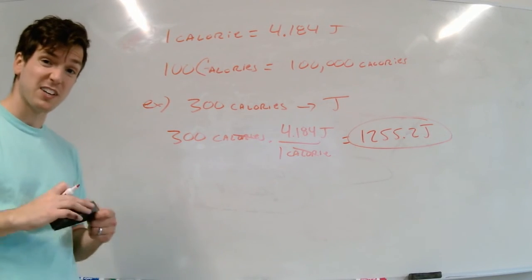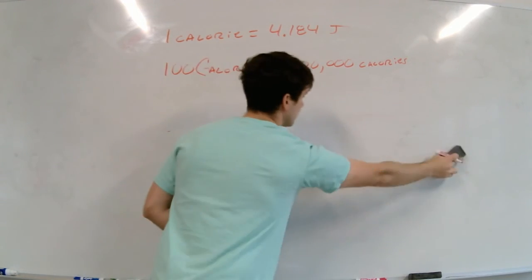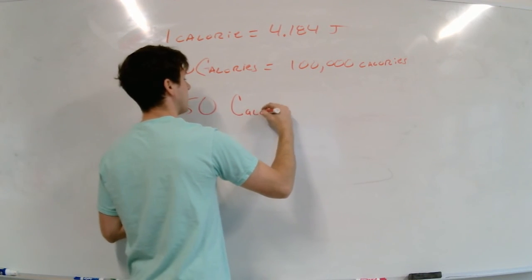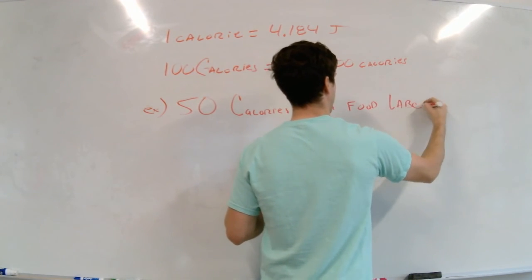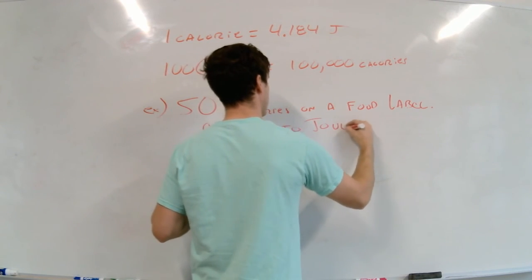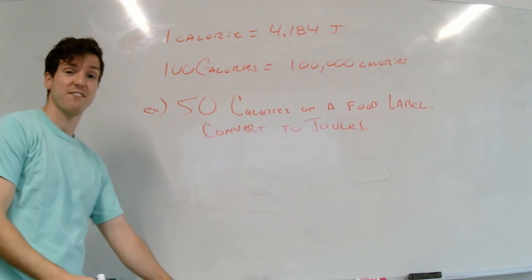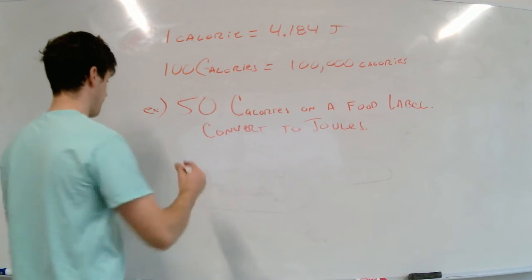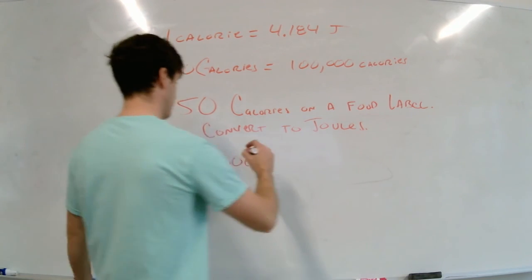Let's do an example where we're actually looking at a food label. Let's say that a food label, say a piece of candy, is 50 uppercase C Calories on a food label. And I want you to convert to joules. Okay? Well, remember, the 50 Calories on that candy is actually 50,000 calories. Okay? Because what they give you on your food is in kilocalories. So we actually don't have 50 calories if it's labeled on a food label. We have 50,000 calories.